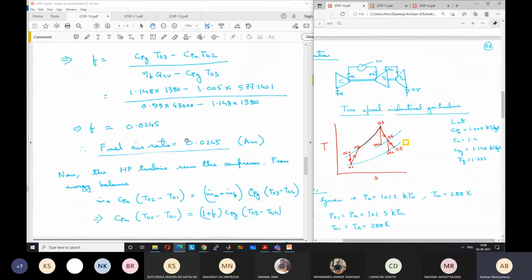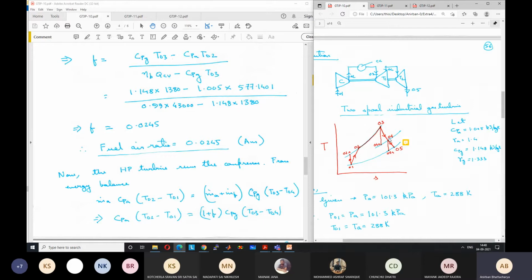Typically, fuel air ratios are very low. The air fuel ratio you can see from here is something like 40 point something, slightly larger than 40. If it was 0.025, it would have been 40. So up till this point we have discussed. The next task is to find out T04.